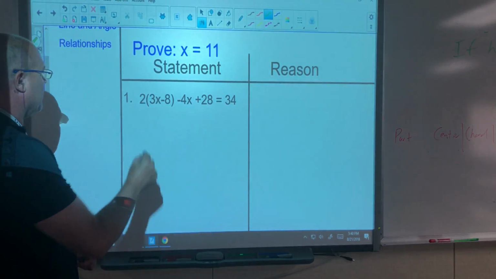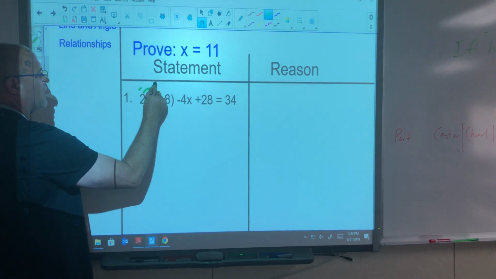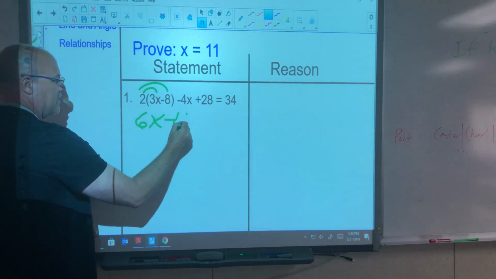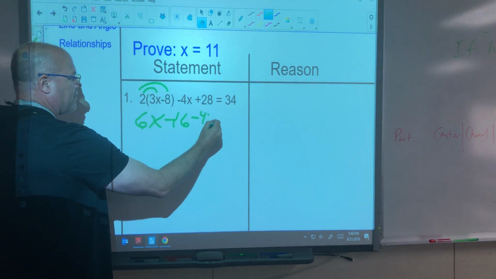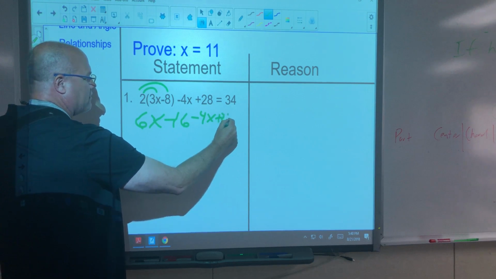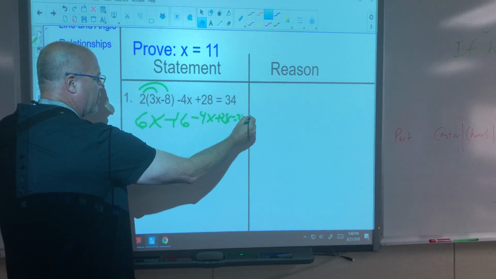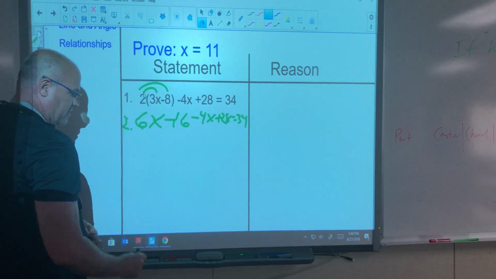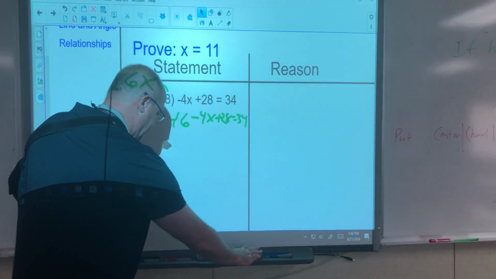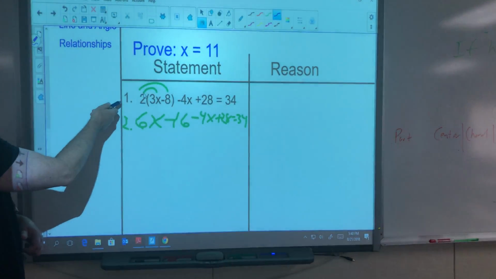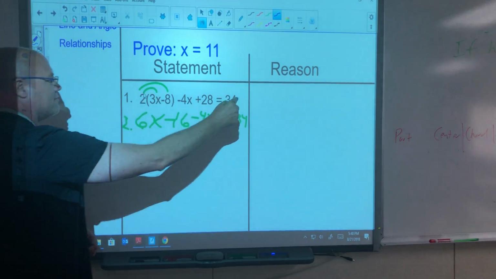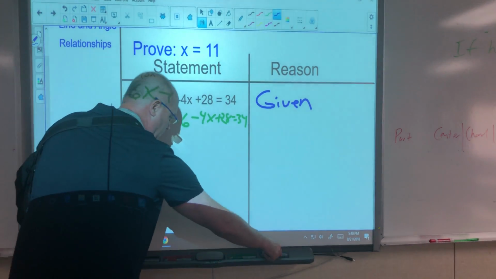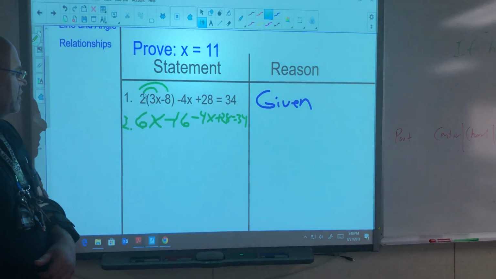That's right, distributive property. So we're going to multiply these 2, and we get 6x minus 16 minus 4x plus 28 equals 34. Okay, this is going to be our second step. I almost forgot. Step 1, we gave this equation. What was our reason for that? Given.